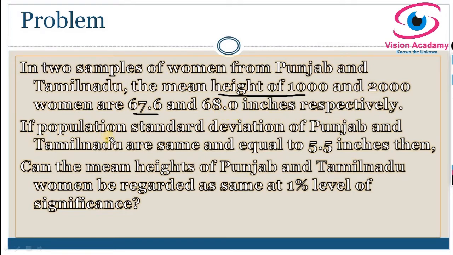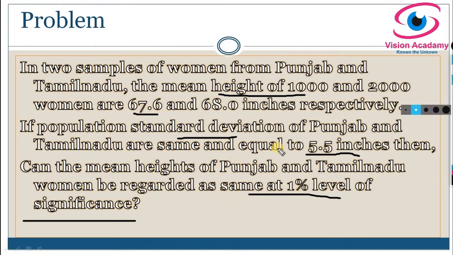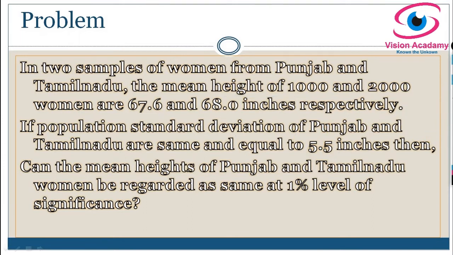Moving further, the population standard deviation of Punjab and Tamil Nadu are the same and equal to 5.5 inches. So in both populations, the standard deviation remains the same. And can the mean heights of Punjab and Tamil Nadu women be regarded as the same at 1% level of significance? They are asking whether the mean heights of Punjab and Tamil Nadu women are the same at 1% level of significance, for which we have to test a hypothesis. Based on the hypothesis, after considering the critical value and tested value, we will come to know the result finally.